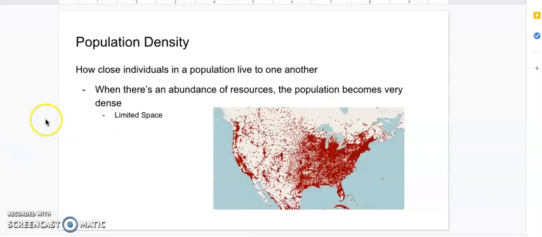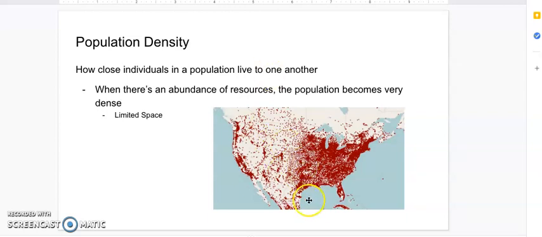Moving on a little bit, now we want to look at density, right? We've looked at growth. Now we want to look at how that affects the density of a certain population. So population density is just how close individuals in a population actually live near one another. When there's an abundance of resources, the population becomes very dense, and the problem there is that means there's limited space, right? I have a lot of organisms, a lot of individuals in a potentially small area.